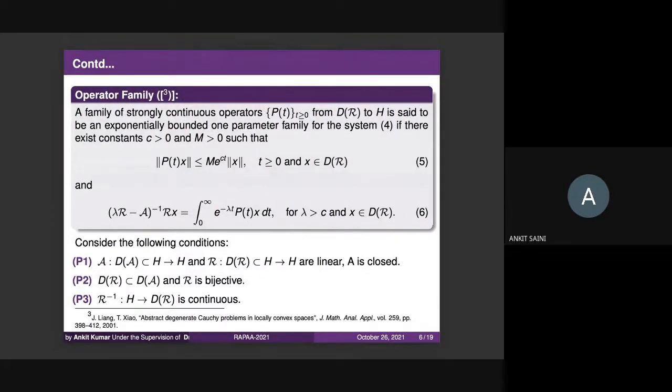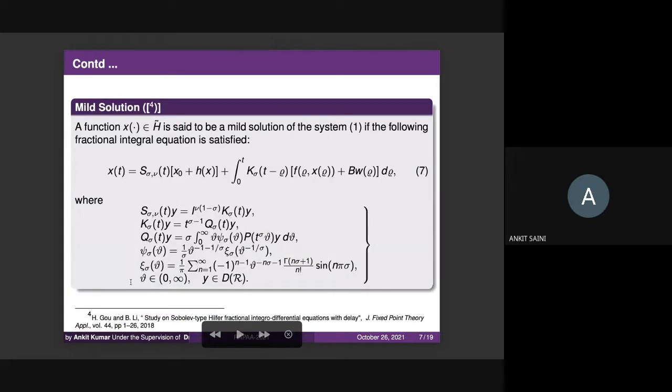In the infinite dimensional case, if we go through the solution of our main system, we approach some operator families. So in this work, I have considered a family of bounded linear operators parameterized by t, which is exponentially bounded and satisfies the conditions given in equations 5 and 6. We also consider some conditions P1, P2, P3. This is the mild solution of our main system, defined in equation 7.